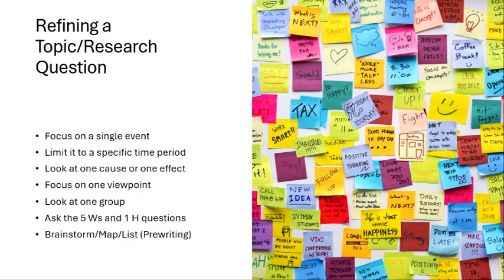Some people say focus on a single event. So if you're looking at a long history of how different events influence something, maybe focus on one single event. That might help you focus your topic and get a better research question. It might be limiting to a specific time period, especially if you're picking something. Another one that tends to be brought up a lot is global warming. The time period that you're looking at will matter. You can look at one cause or effect. You can focus on a viewpoint. You can look at one group. You can ask more of the 5 W's and 1 H question, who, what, when, where, why, how.